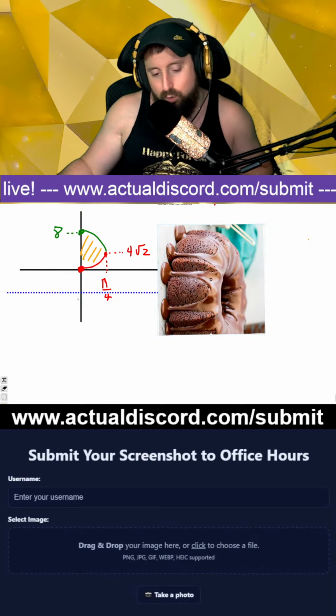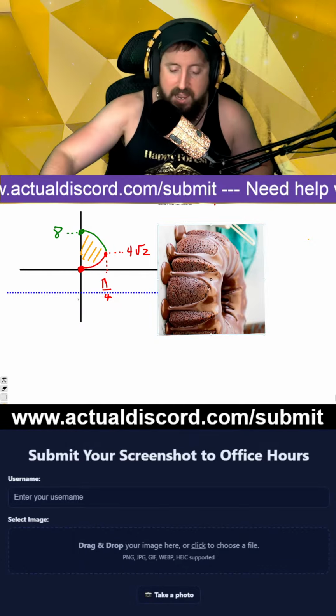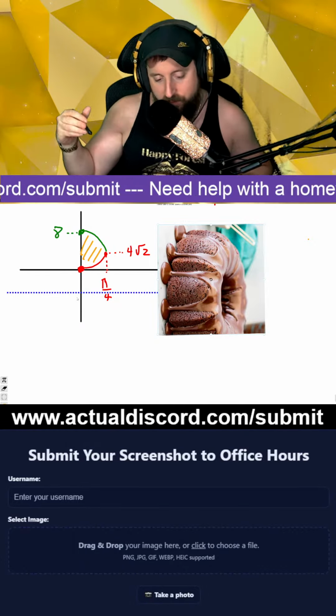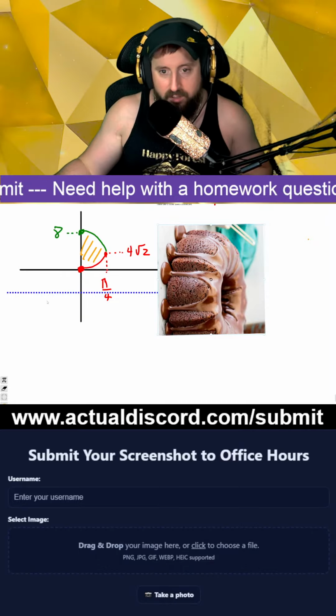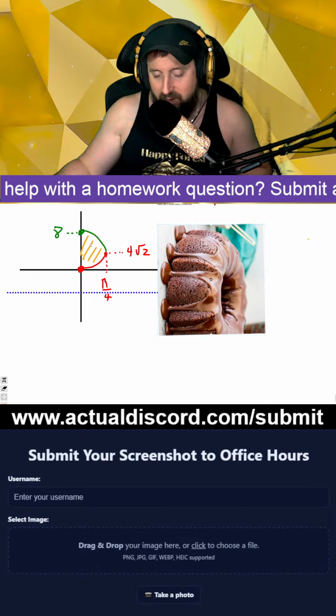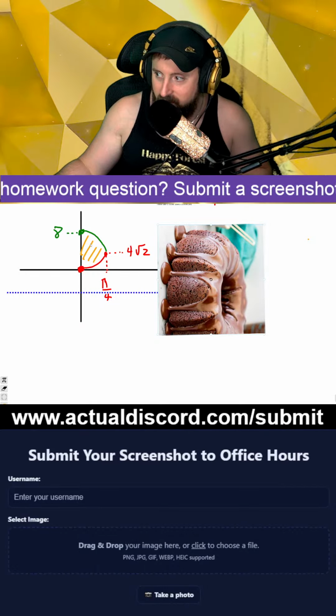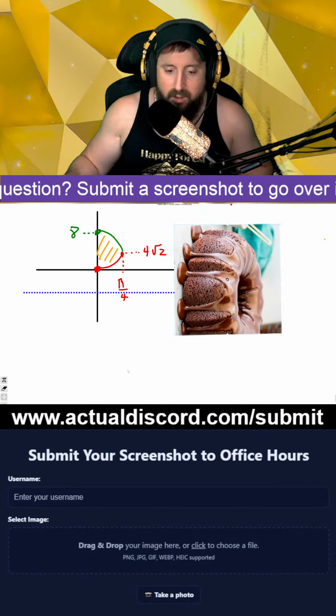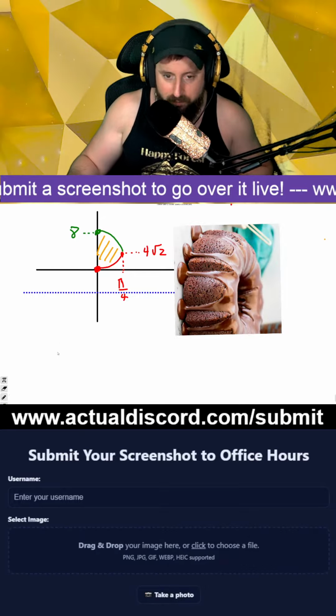I want to do washers. I hate cylindrical shells. I'm doing washers. I think I can, right? I think I can do washers, yeah? Not gonna get mad at me, right? Okay. All right, so the method for washers.